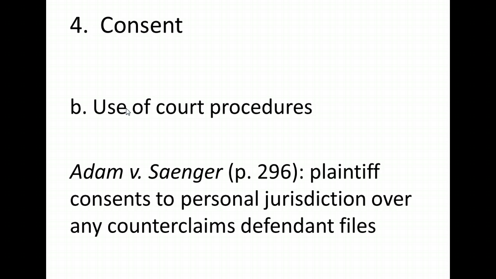And the Supreme Court in Adam versus Sanger, which is cited on page 296 of your casebook, held that if the court in which you file this lawsuit has a procedure whereby the defendant can file a counterclaim against you as plaintiff, then by filing your lawsuit, you've consented to personal jurisdiction over yourself if the defendant should file such a counterclaim. So it's kind of a matter of common sense.